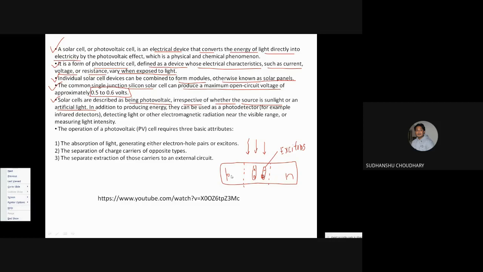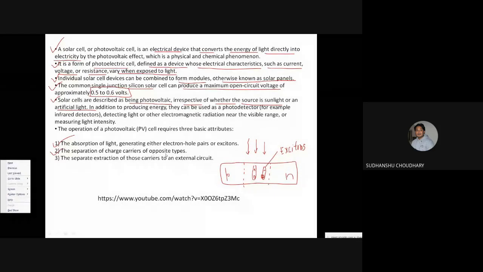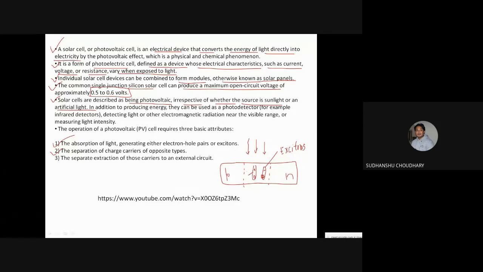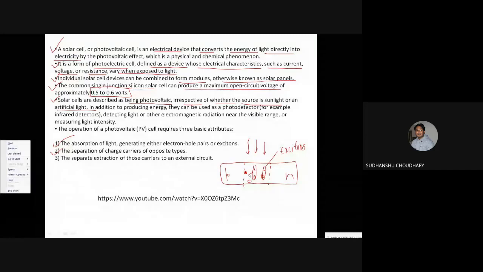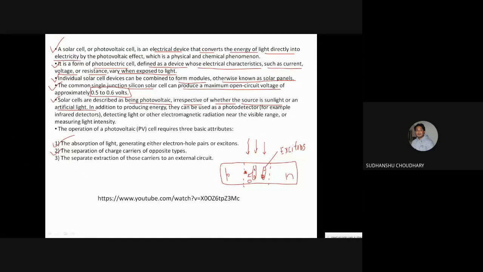Now the second point. The first point is that the principle is absorption of light, which generates electron hole pairs or excitons. The second point in the working principle is separation of charge carriers to opposite sides. That is the breaking of these excitonic pairs into separate electrons and holes. If this breaks and releases the electron and hole, they are both free now, and when the electron and hole are free, they can move freely.